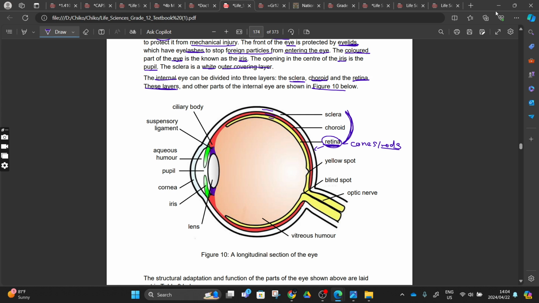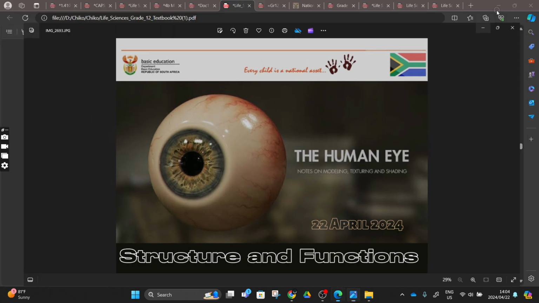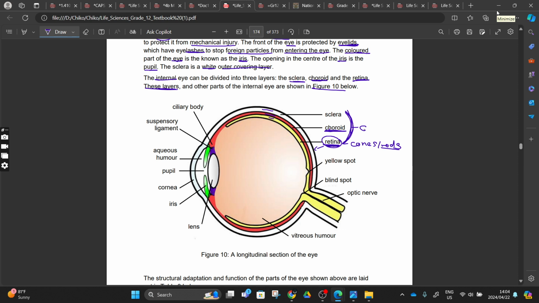From there, the layer in the middle is the choroid. I'm not sure why they name it choroid, because it sounds like chocolate, but that is the name. What is happening with our choroid? When you look at our pupil, we see the black color. This is the dark layer, the choroid, that contains blood vessels and dark pigment.